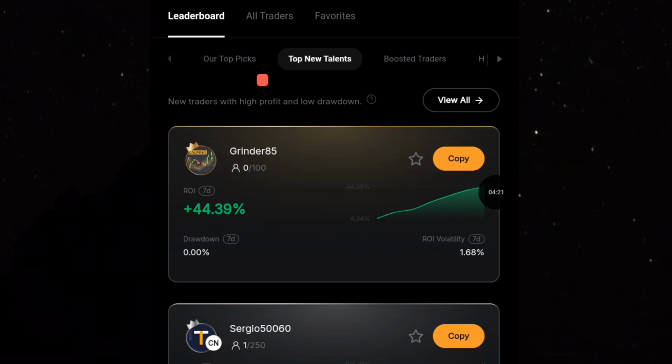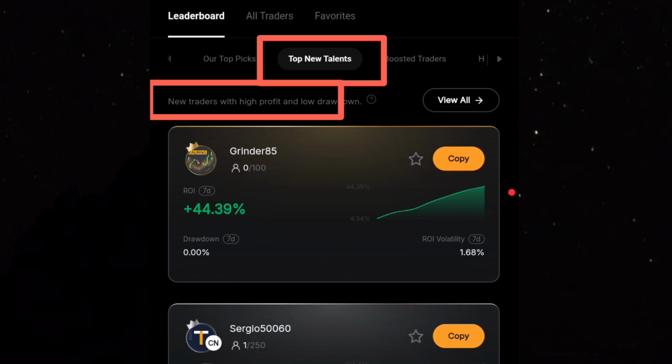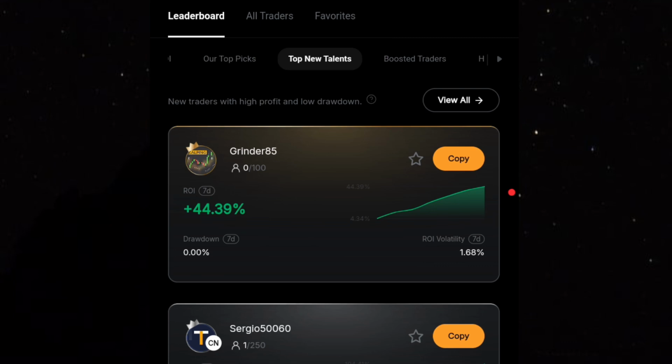So Bybit calls them top new talents. You can actually copy them if you want. Okay, so you can see new traders with high profit and low drawdowns. But remember that these guys are not balanced traders, so you need to be very careful if you are getting into copy trading, so you don't jump in because you see high profit, and the next day you are complaining that you have lost.